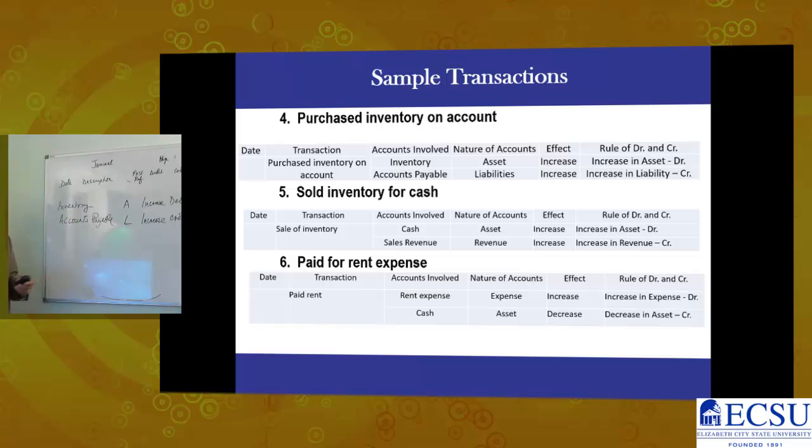Next, sold inventory for cash. Again, the accounts are inventory and cash. Okay, inventory is an asset, cash is also an asset. I'm selling the inventory, therefore the balance is decreasing, right? Here in this case, what is happening is when I'm selling the inventory, I'm not using the inventory account. Why? Is because we will have to track what is the amount of sales I have made.